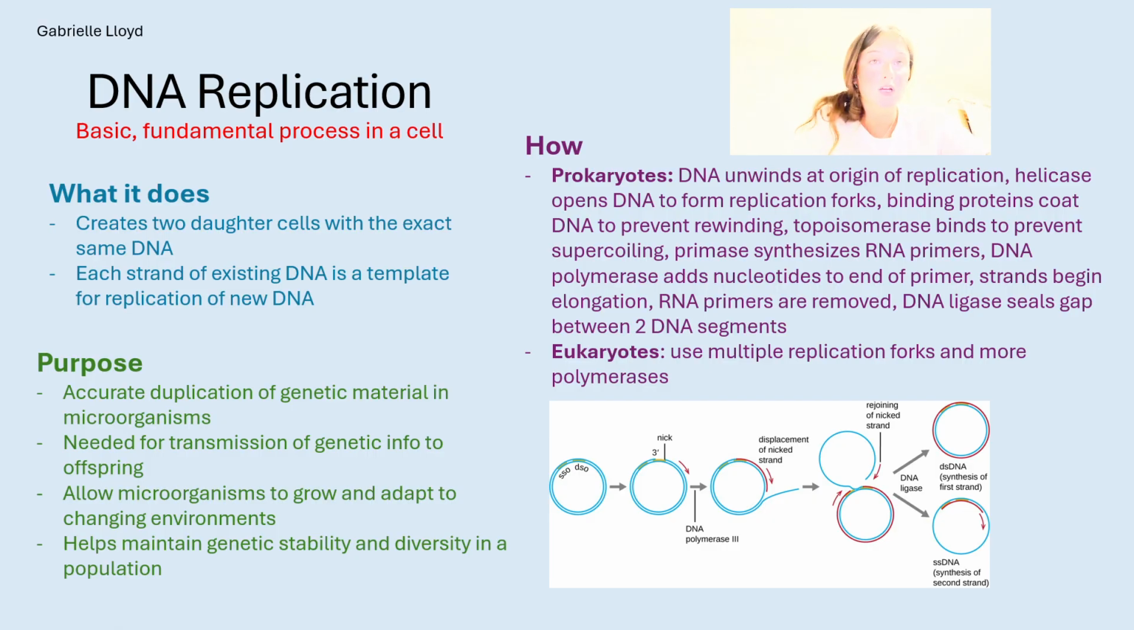How it works in prokaryotes: DNA unwinds at the origin of replication, and then helicase opens it to form replication forks, and then binding proteins coat the DNA to prevent rewinding, and topoisomerase binds to prevent supercoiling. And then primase synthesizes RNA primers, and DNA polymerase adds nucleotides to the end of the primer, and then strands begin elongation, and RNA primers are taken out, and DNA ligase seals the gap between the two. So when they're splitting, DNA ligase seals it so that there's one daughter cell and the other one.